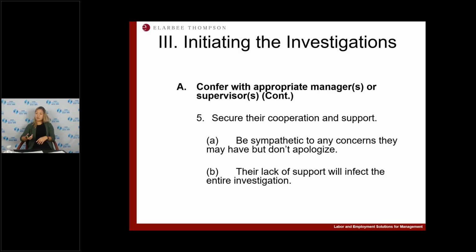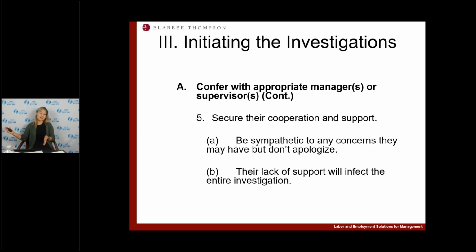I'd like to highlight here where it says, be sympathetic to any concerns they may have, but don't apologize. Oftentimes, managers and supervisors are thinking along the lines of, how is this going to disrupt my life? How is this going to disrupt my team's life? And that's an understandable concern.